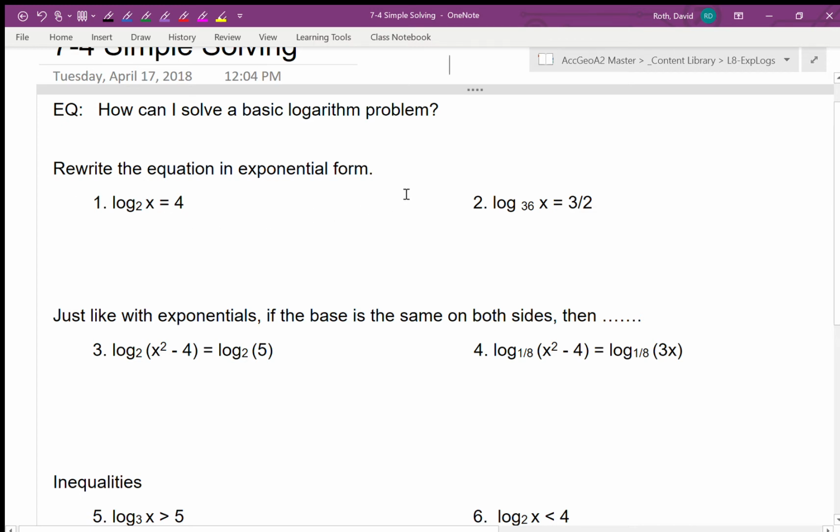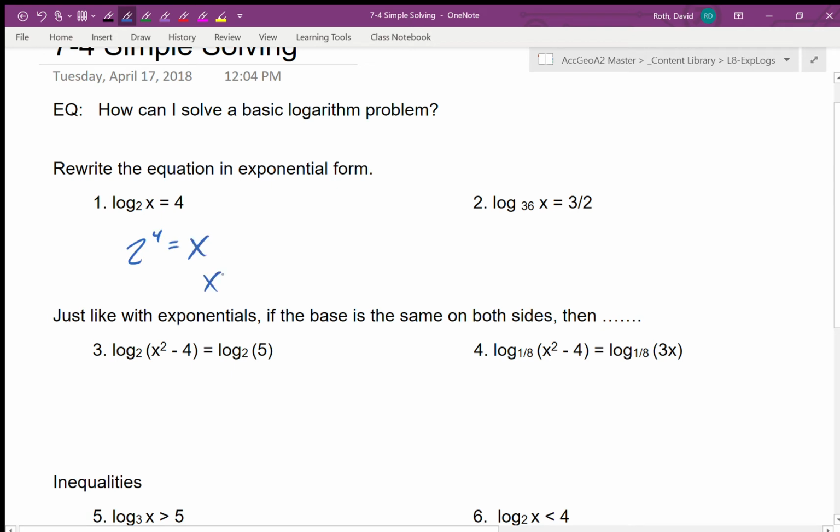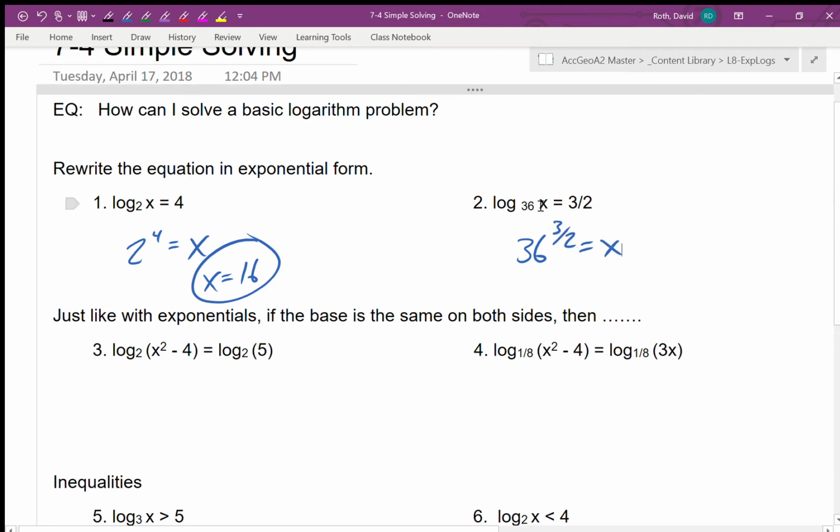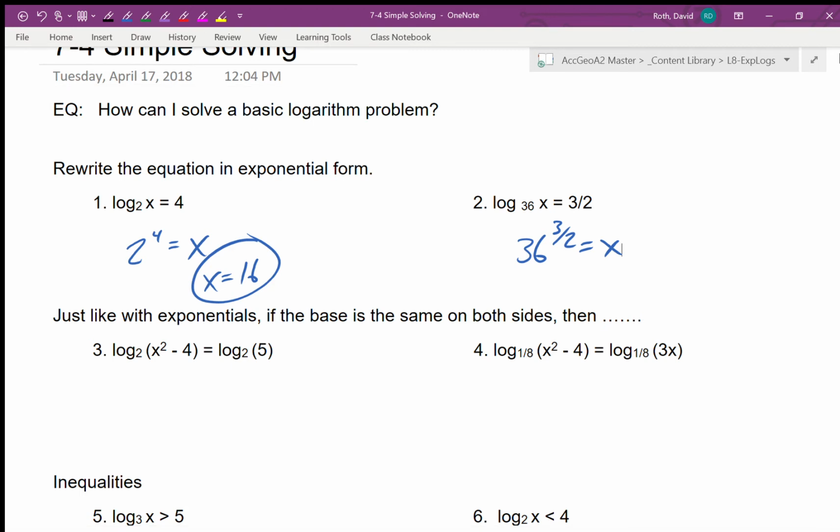Okay, I'm back. Hopefully you did 2 to the 4th equals x. So x equals 16. That's easy. And over here you would have done 36 raised to the 3/2 power equals x. And don't forget, a log is a power, so I can say it as base 36 raised to the 3/2 power equals x.